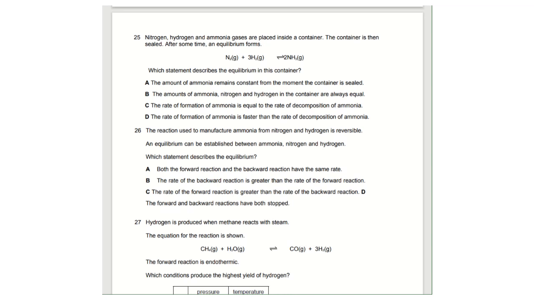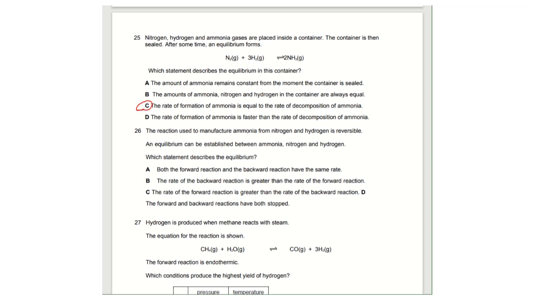Nitrogen, hydrogen and ammonia gases are placed inside a container. The container is then sealed. After some time an equilibrium is formed. Described in this, the amount of ammonia remains constant from the moment the container is sealed. The amount of ammonia, nitrogen and hydrogen in the container are always equal. The rate of formation of ammonia is equal to the rate of decomposition of ammonia. So for the equilibrium in this container, choice will be C.